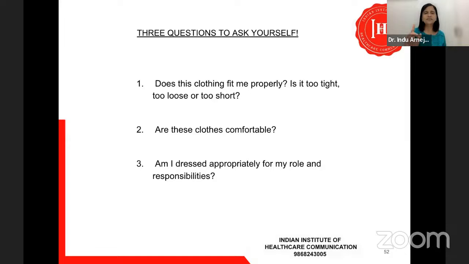One, does this clothing fit me properly? A lot of the time we see people wearing very tight or loose or short clothes. Again, we have to remember that in a healthcare setup, you really need to run around a lot. So your clothes should not be too tight or loose or short.